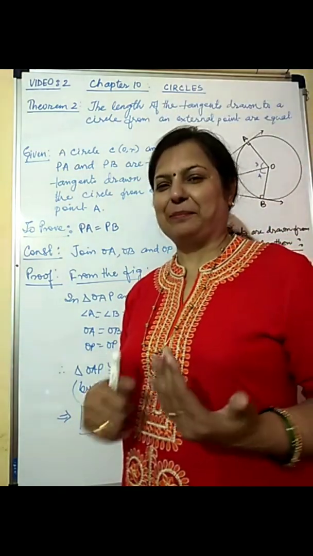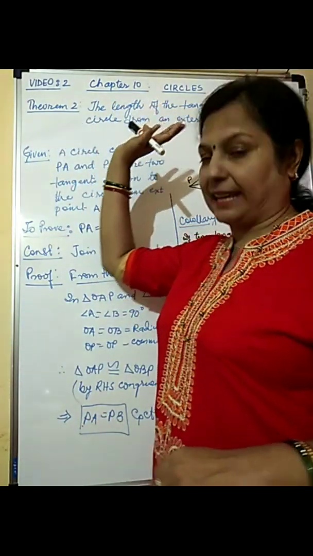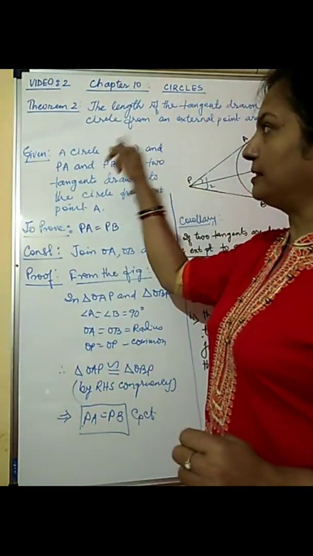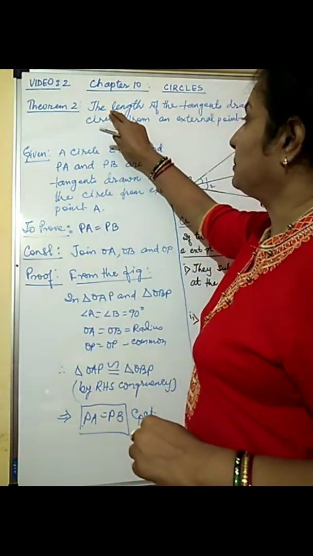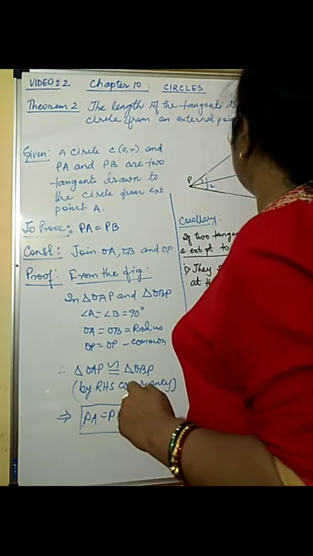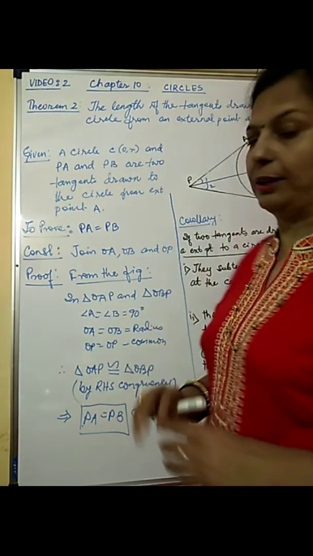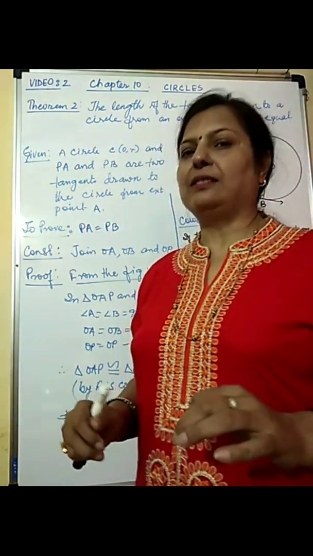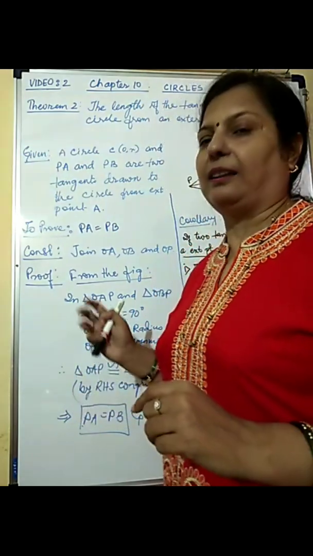Alright, so I'm back again with video number 2. We are still doing chapter number 10, and this is circles. What is theorem number 2? Theorem number 2 is: the length of the tangents drawn to a circle from an external point are equal.